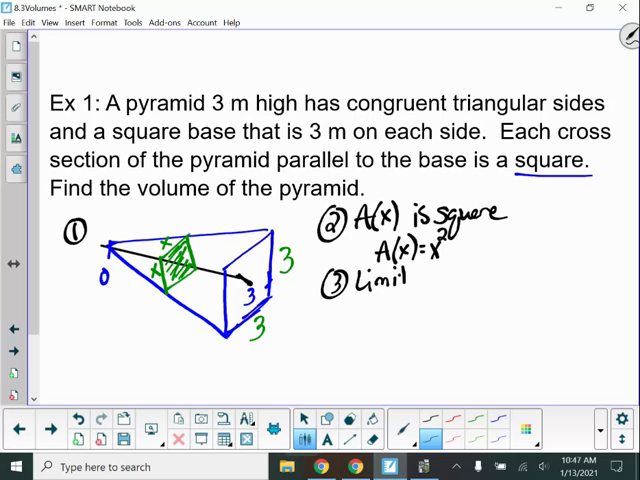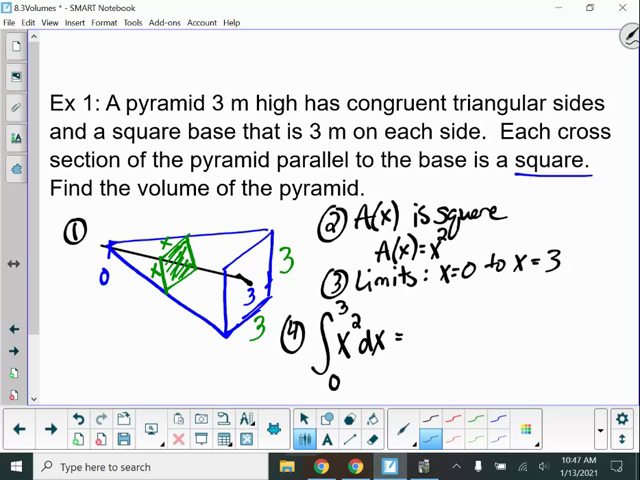For number 3, my limits are going to go from x equals 0 to x equals 3. And then finally for number 4, I'm actually going to integrate. So that's from 0 to 3 of x squared dx. That's going to give me 1/3 x cubed, and then from 0 to 3.